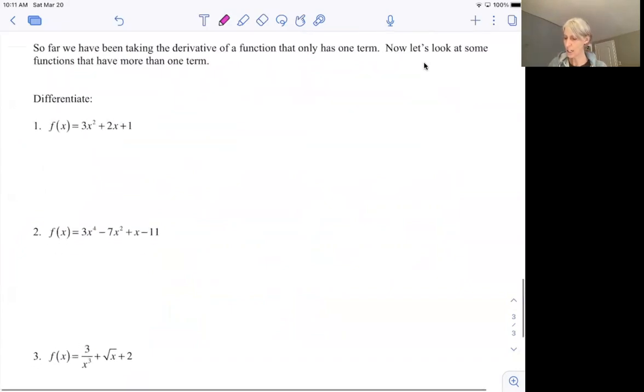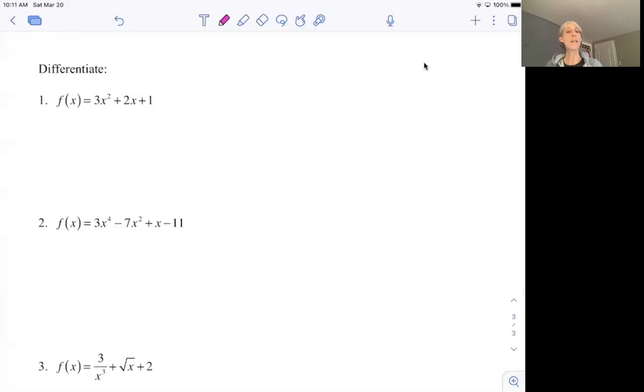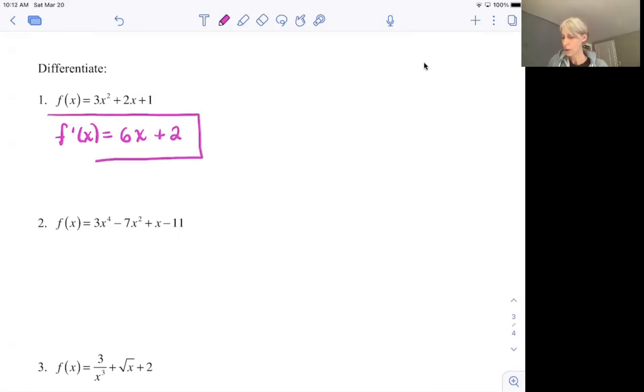So if we're going to differentiate f of x equals 3x squared plus 2x plus 1, our derivative function, one term at a time, 6x plus, if it's just 2x, it's just the constant, 2. The derivative of 1 is just 0. So instead of having to do f of x plus h and work out all that mess, this is a much quicker, easier method to use.